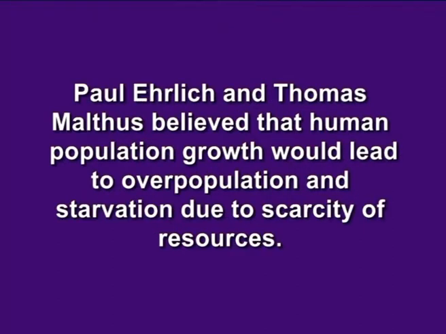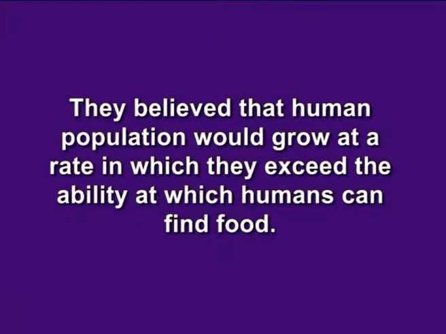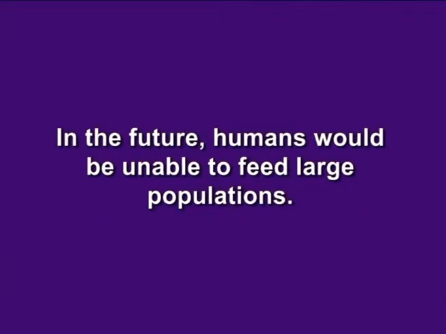Paul Ehrlich and Thomas Malthus believed that human population growth would lead to overpopulation and starvation due to scarcity of resources. They believed that human population would grow at a rate in which they exceed the ability at which humans can find food. In the future, humans would be unable to feed large populations.